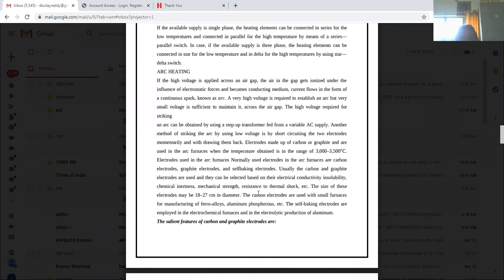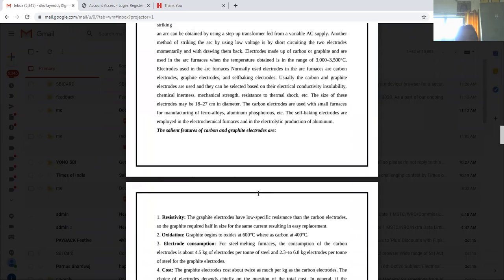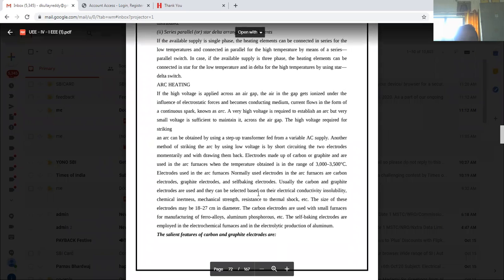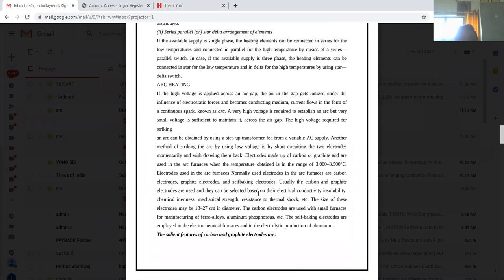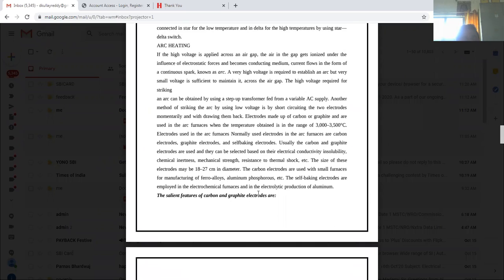Next, one more type is arc heating. Generally, arc processes are involved here. When you give supply to the two electrodes, whatever the material, carbon or graphite, if you are using an arc here, what are the salient features?